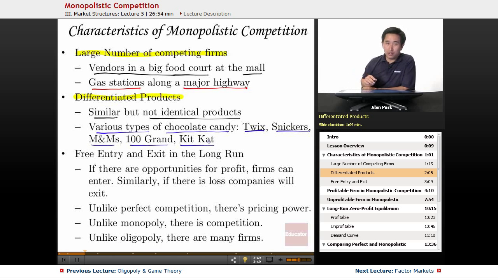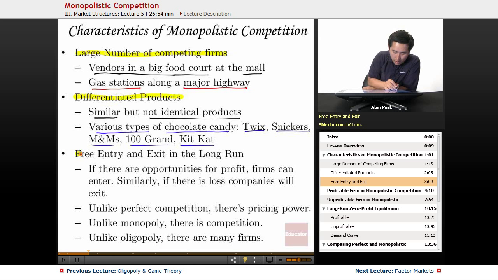So that's one characteristic of monopolistically competitive markets. Chances are you have participated in a monopolistically competitive market if you've woken up and done pretty much anything today, because the majority of our goods participate in monopolistic competition. And the third characteristic of monopolistic competition would be free entry and exit in the long run. Basically, this is saying that if there's profit, firms are going to come in, and if there's loss, they leave. So if there are opportunities for profit, firms can enter. Similarly, if there is loss, companies will exit.